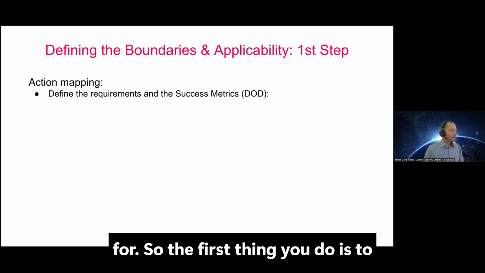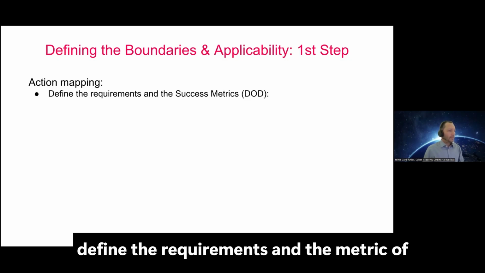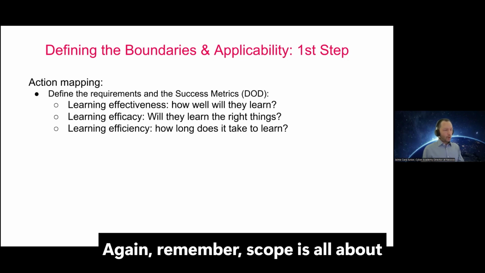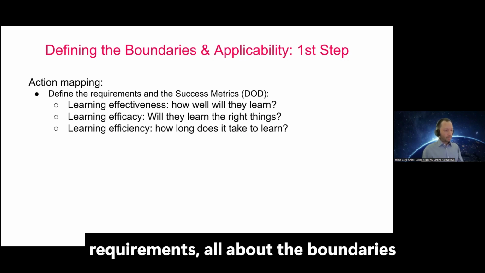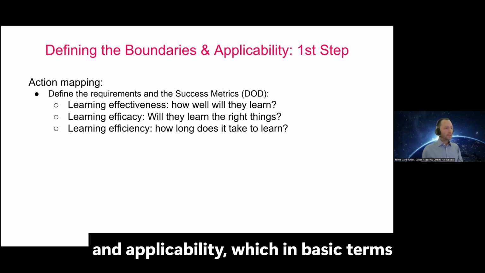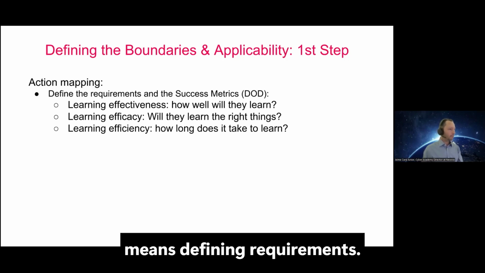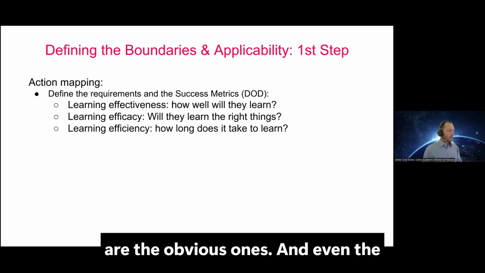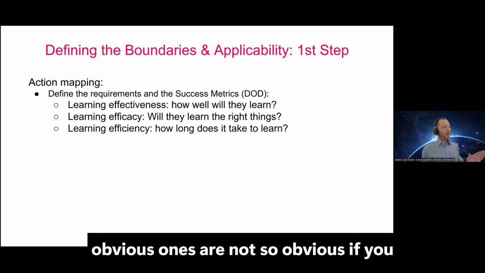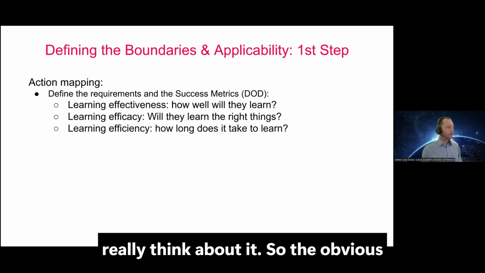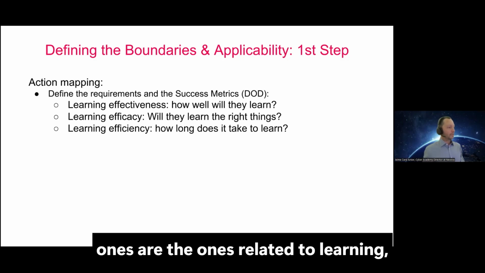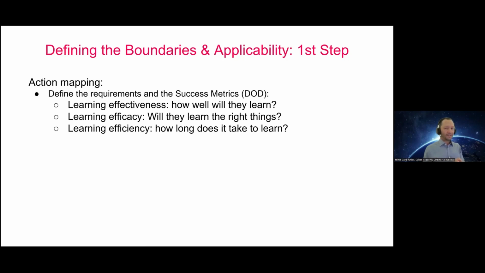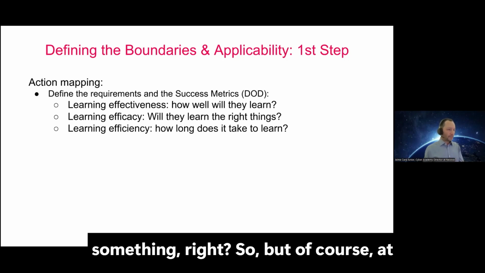The first thing you do is define the requirements and the metric of each requirement. Remember, scope is all about requirements, all about the boundaries and applicability, which in basic terms means defining requirements. The most basic ones are the obvious ones, and even the obvious ones are not so obvious if you really think about it. The obvious ones are related to learning. Of course, it's an online course, so you would expect as the end result that somebody learned something.